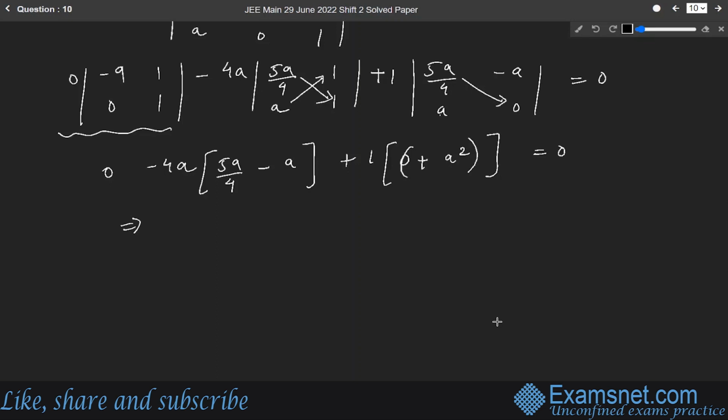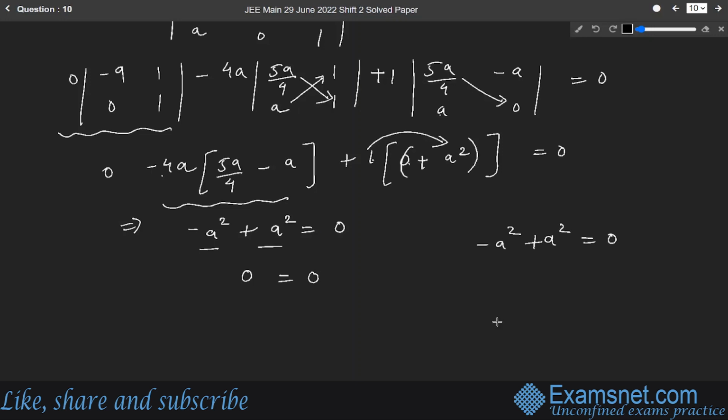Here you can see that we have minus 4a into 5a upon 4 minus a. So when we solve this whole expression, we get minus a square. And here we have 1 into 0 will be 0 and 1 into a square will be a square. So minus a square plus a square is 0. It means that 0 is equal to 0. Since we have this expression minus a square plus a square equal to 0, if we put any real value of the number here, it will always satisfy this condition. It will always be equal to 0, right?